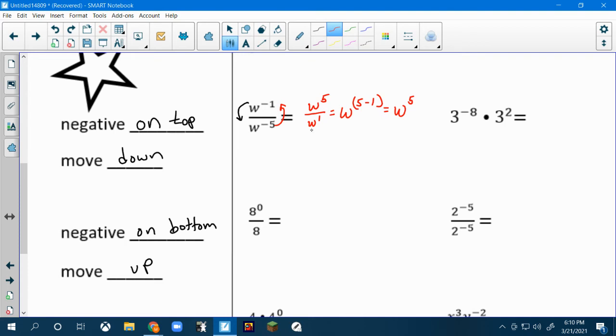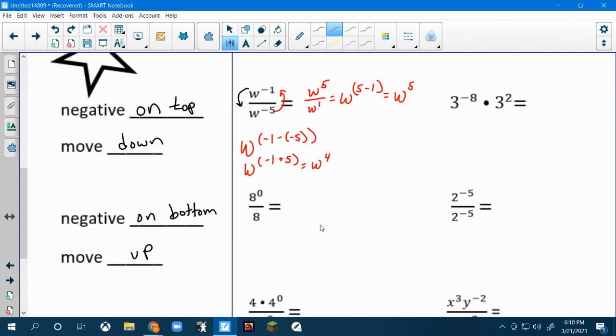You can do it a simpler way. You could say if there is a negative on top, like I said here, you move it down. If there's a negative on bottom, you move it up. We had both of them here. If there was only one, you would just move one spot. Or we could do W to the negative first minus negative 5. And what we know about negative numbers is a negative and a negative is a positive. Negative 1 plus 5 is W to the fourth. And you're done. A couple different ways you can do that one.